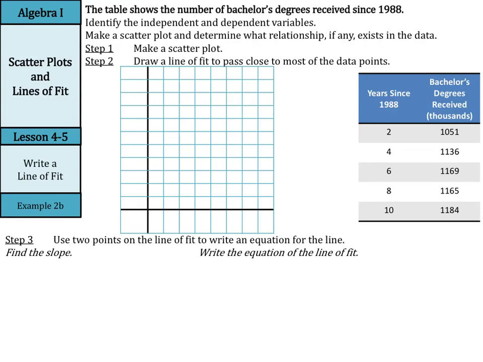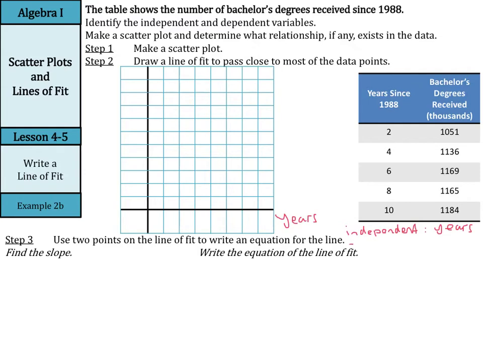This table shows the number of bachelor's degrees received since 1988, where these are our years since 1988, and these are our bachelor's degrees received in thousands. Once again, we're going to identify the independent and dependent variables to make a scatter plot, to see if there's a correlation, and possibly draw a line of fit that's close to most of the data points. Well, let's identify our independent and dependent variables first. And once again, our independent variable is going to be our years. That's our time. And so our years are going to go on the x-axis once again.